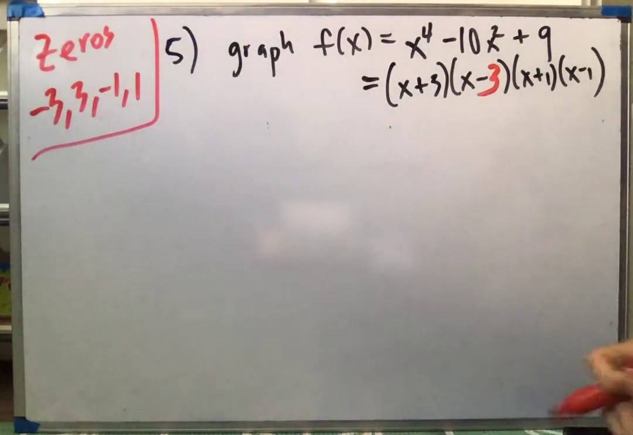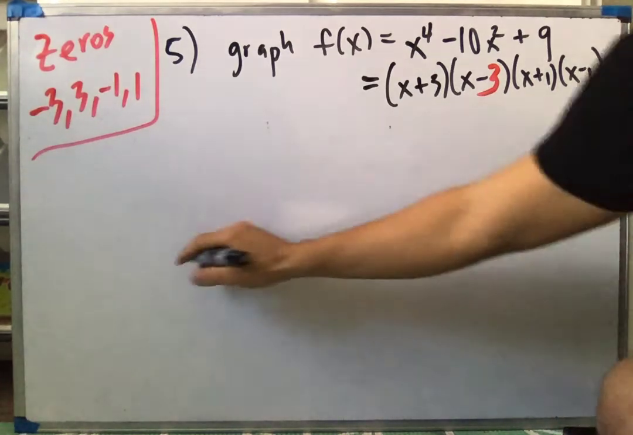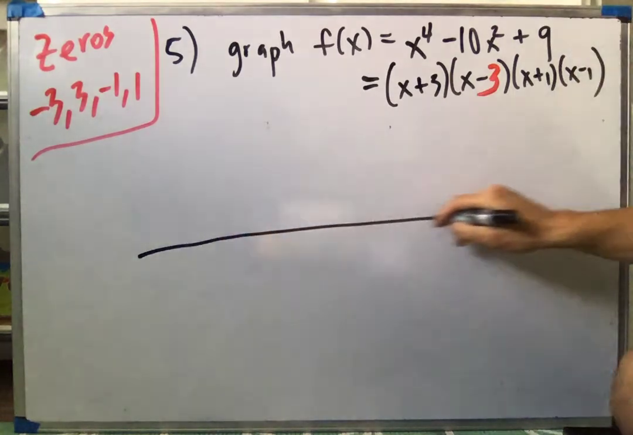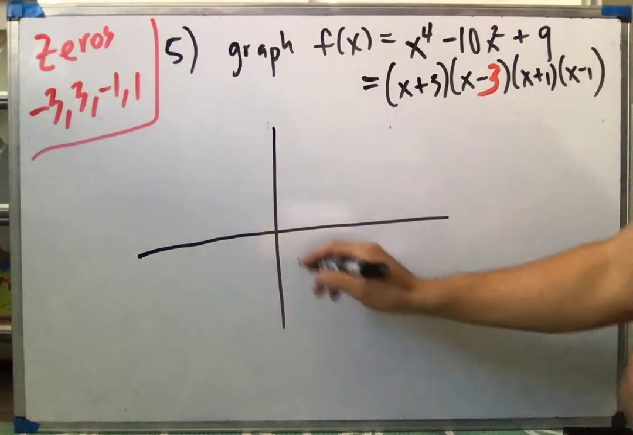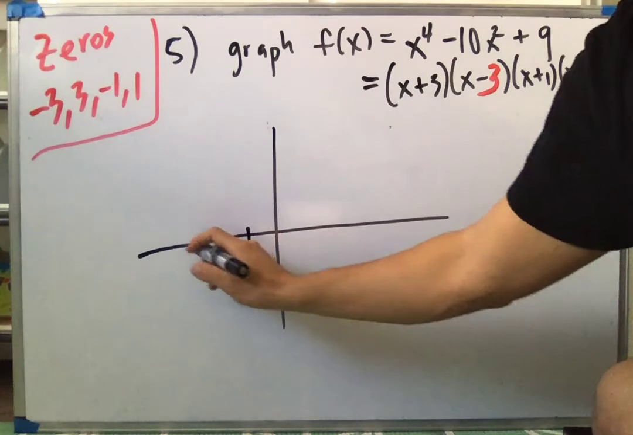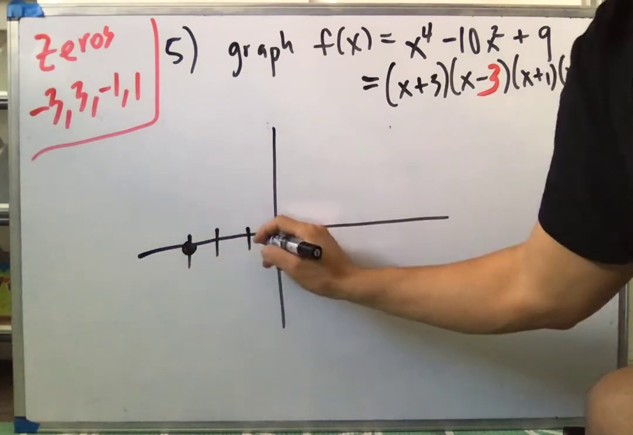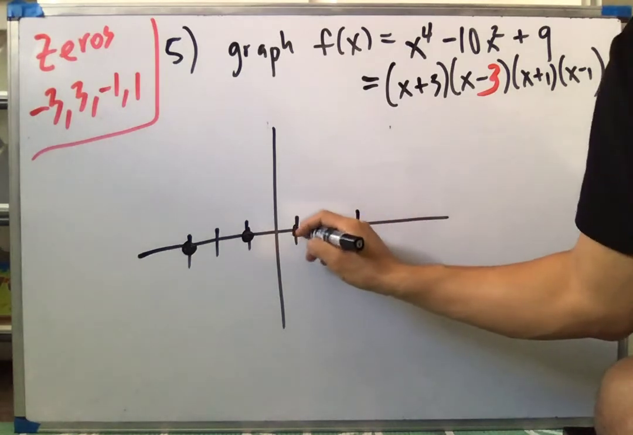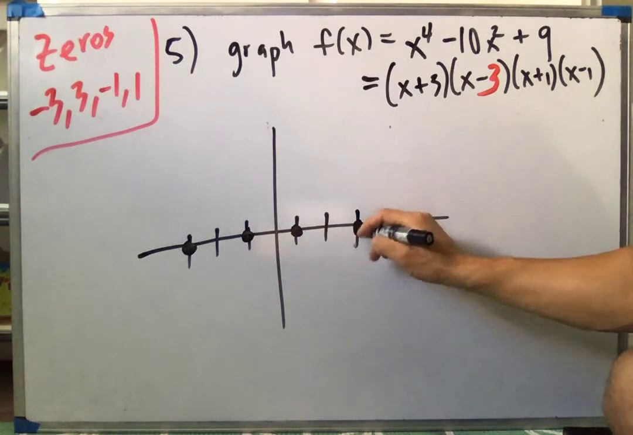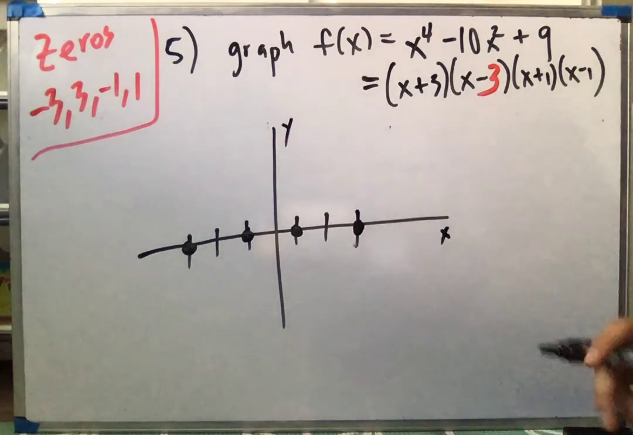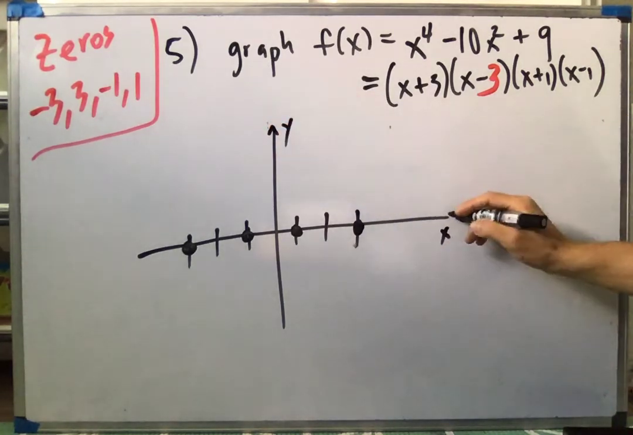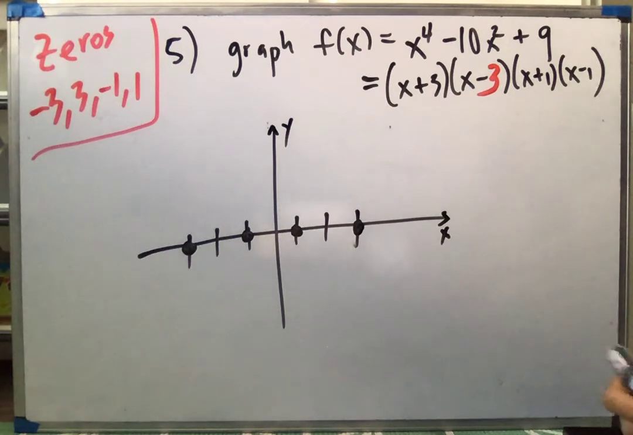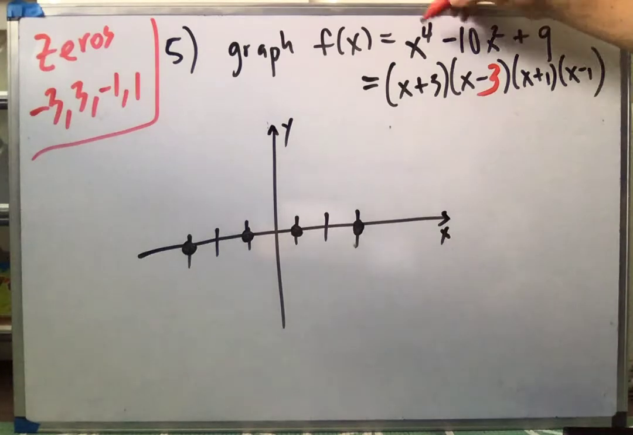Each of them has multiplicity of 1, so that means when I draw my graph, it should just pass straight through each of those points. So let's sketch the graph here. Here's negative 1, negative 2, negative 3. Here's a zero here. Here's another zero. Positive 1, positive 2, positive 3. Here's another zero at positive 1, and another zero at positive 3. This is the x-axis, this is the y-axis.